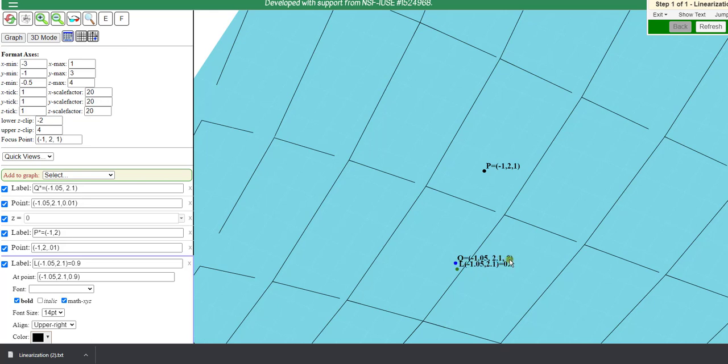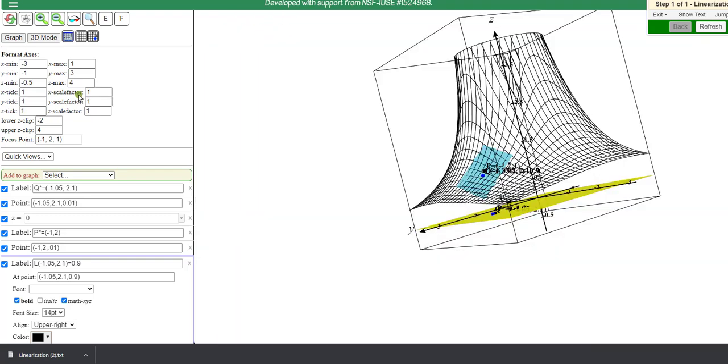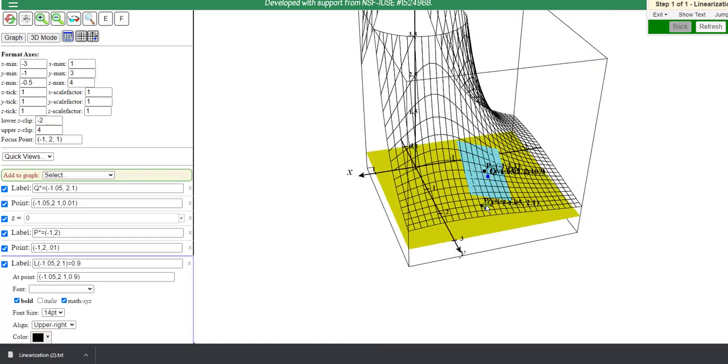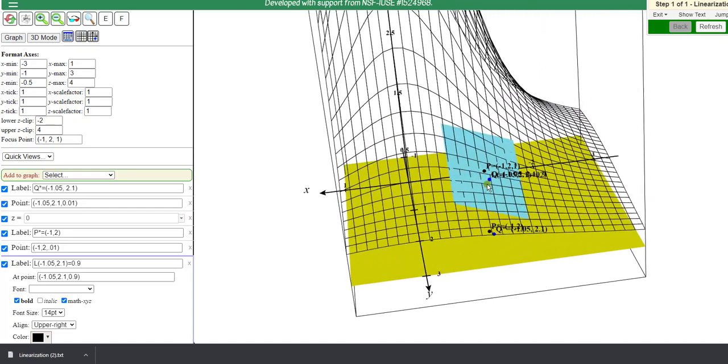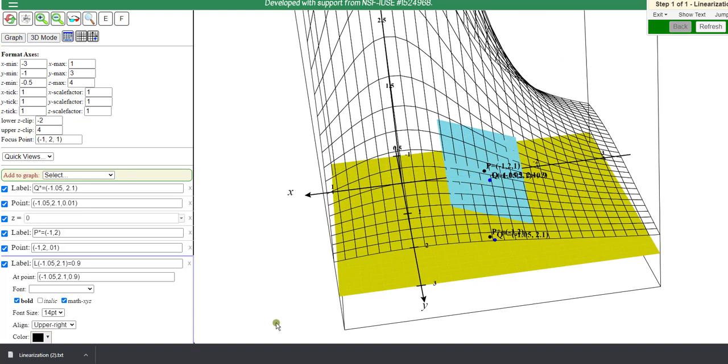Remember that the actual coordinate for that point Q is about 0.907 or so. And so that's what I mean by using the tangent plane to approximate a point on a curve. And that's what we do in this process of linearization. Hopefully that gives you kind of an overview of what we mean by linearization.